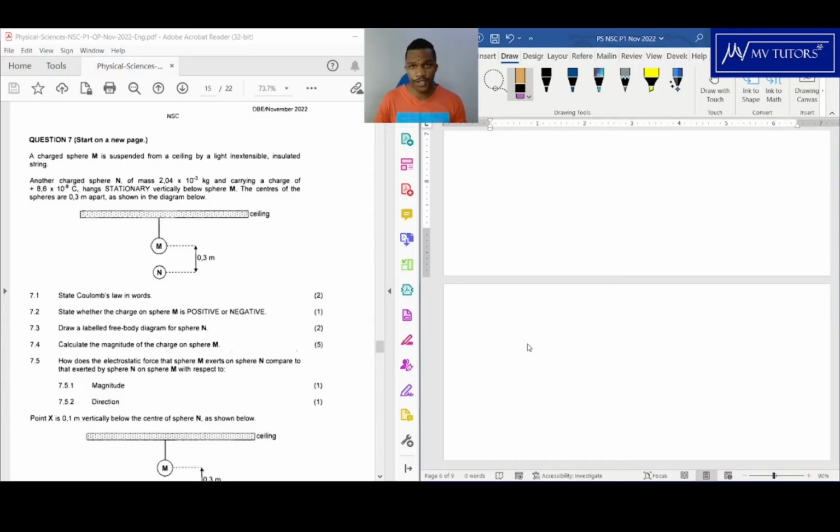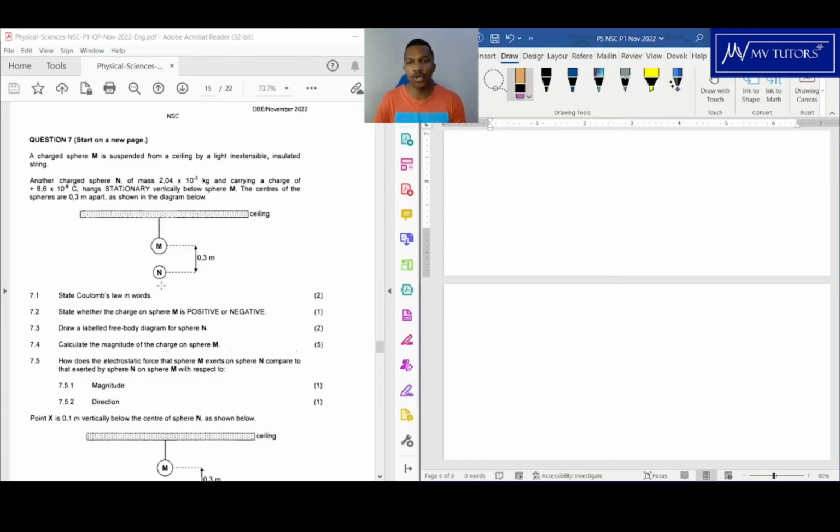We are now in question number 7. It says a charged sphere M is suspended from a ceiling by a light, inextensible, insulated string. Another charged sphere N of mass and carrying a charge hangs stationary vertically below sphere M. The centers of the spheres are 0.3 meters apart, as shown in the diagram below.